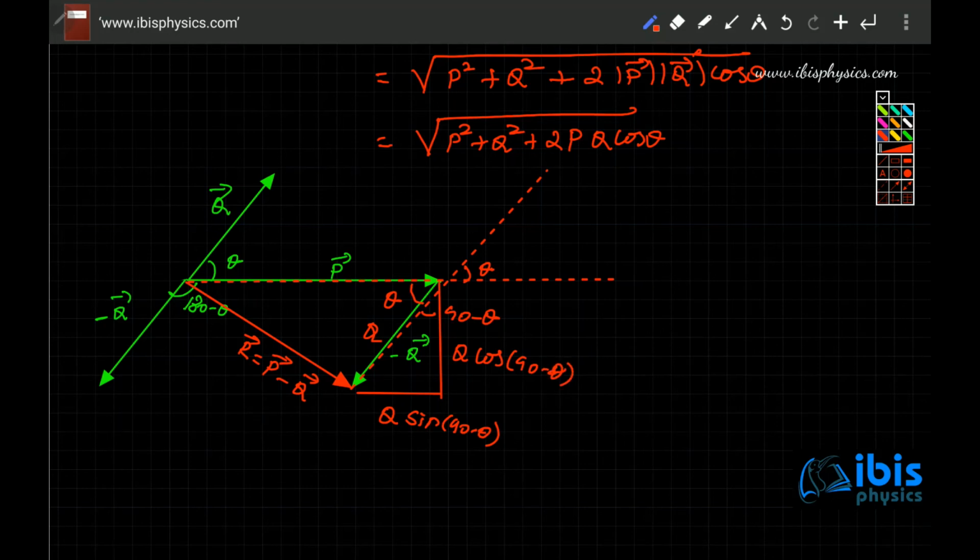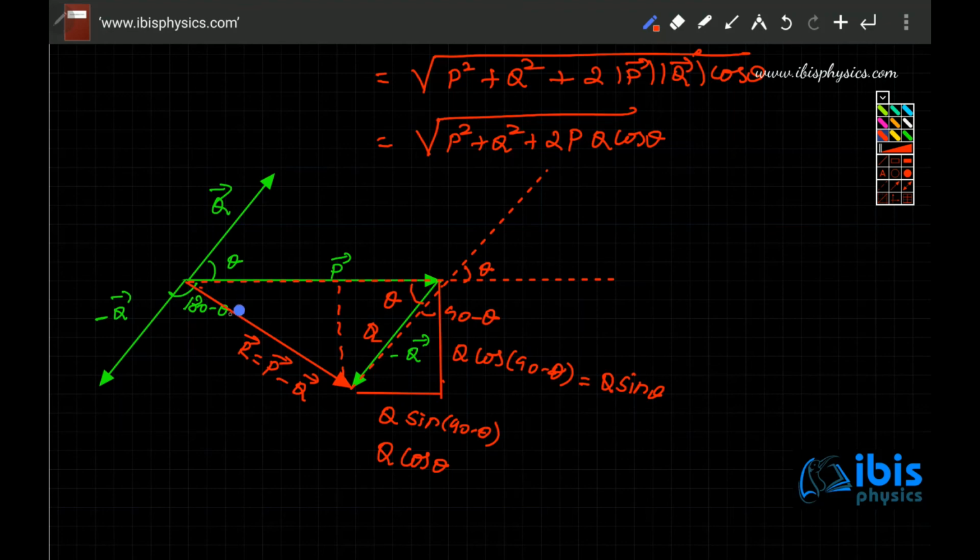And this is a right angle triangle, and this side is p, this whole length is p, and this is q sine 90 minus theta, which is q cos theta, and q cos 90 minus theta is q sine theta. Now this is q sine theta, this whole length is p, and this is q cos theta, which means equivalent length q cos theta.